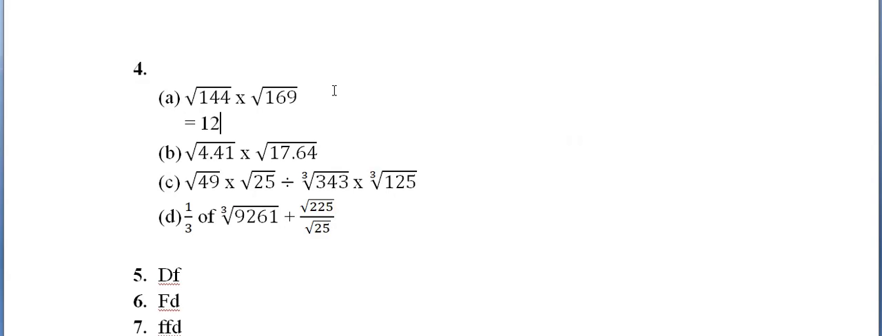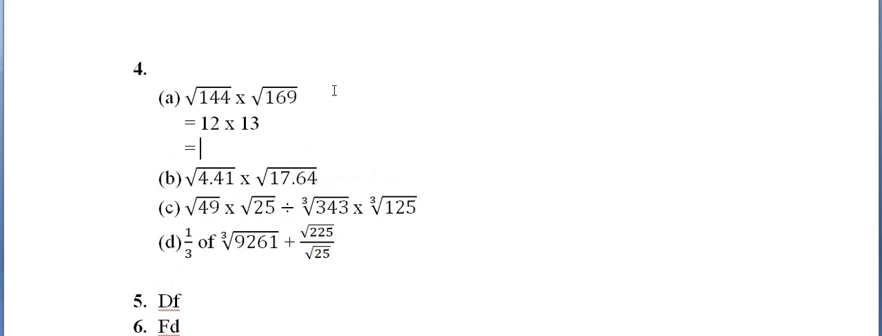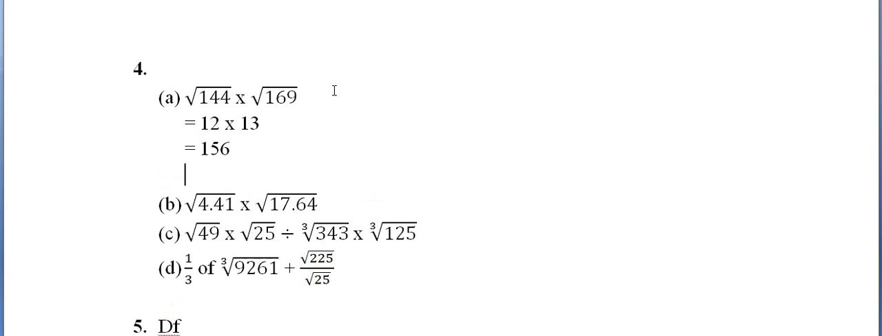It's 12. So 12 into 13. Now just multiply this 12 and 13, then you'll get your answer, 156. Very simple. Okay, you must know the square roots of some numbers, but if you don't know the square root, then you know how to find it.